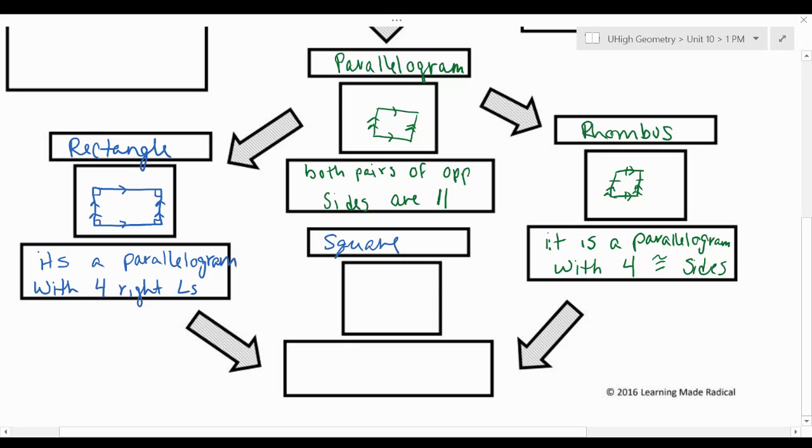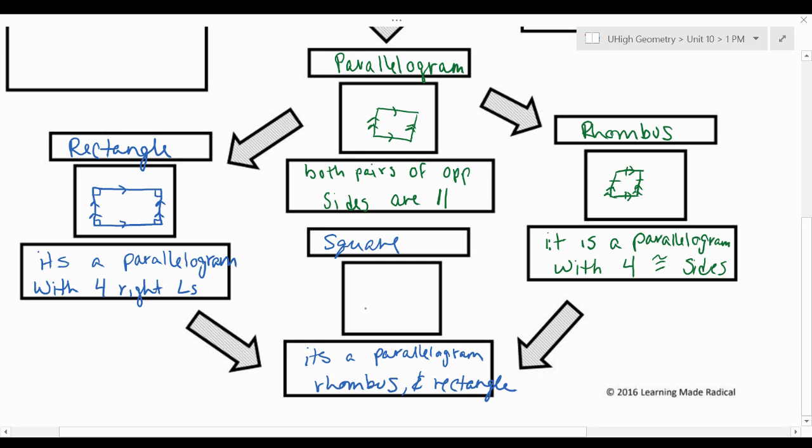So the big thing to think about with a square is that it's a parallelogram, a rhombus, and a rectangle.